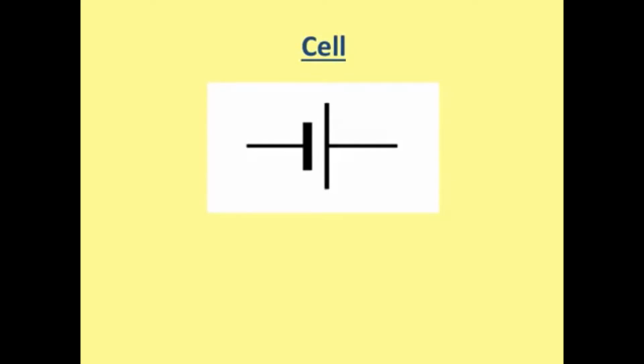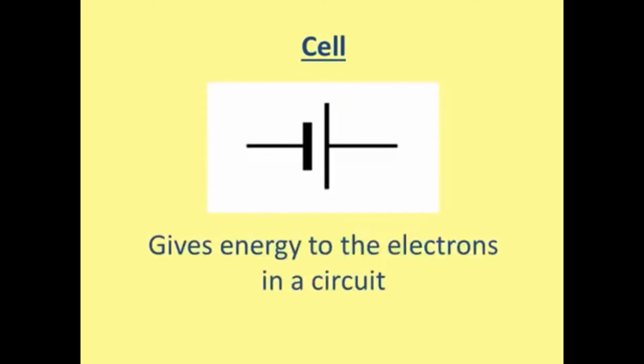This is a cell. Most people think they have two batteries in their remote control at home, but actually they have two cells. Now cells are used to give energy to the electrons in the circuit. When the electrons pass through the cell, they gain energy, and that allows them to flow around the circuit.